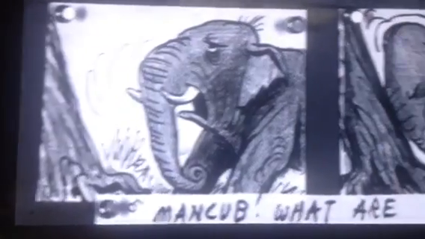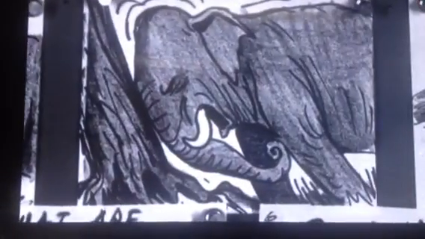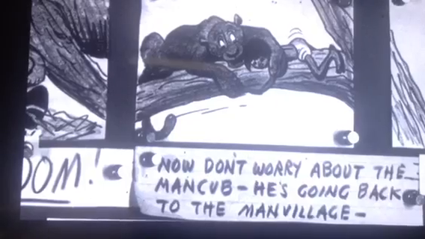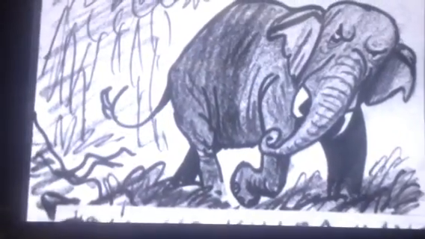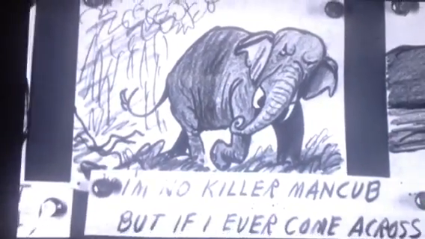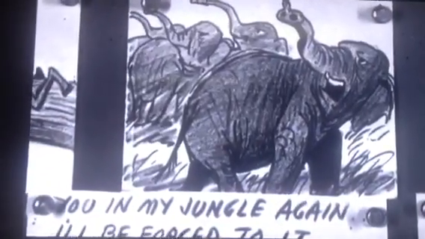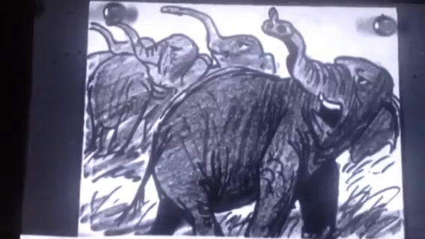And with his huge head, gives the tree trunk another violent butt. "Hold on, Happy," cries Bagheera. "Now don't worry about the man cub. He's on his way back to his village." As the great elephant starts away, he warns, "I'm no killer, man cub, but if I ever come across you in my jungle again, I'll be forced to it."